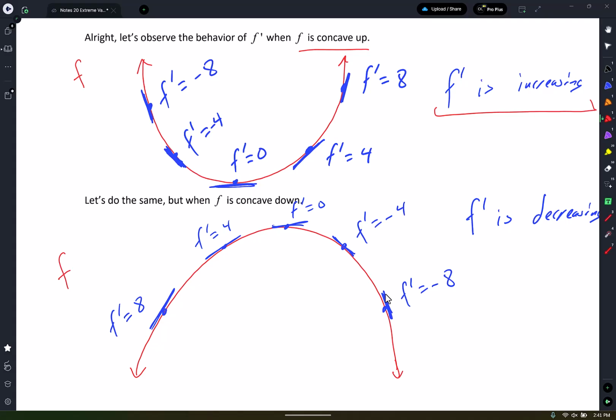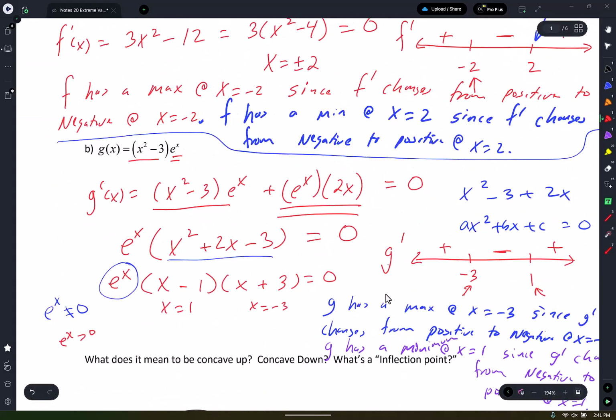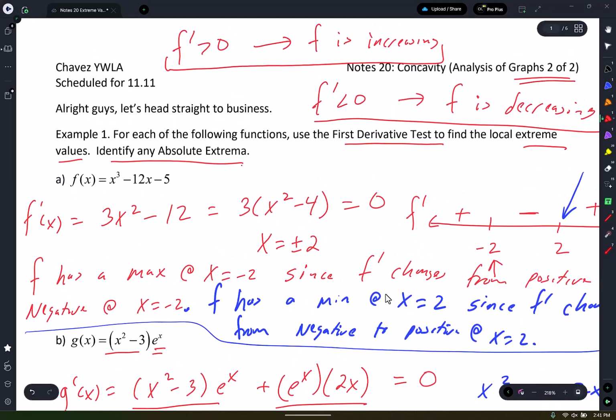No, not decreasing. Increase. What? Guys, think about it. We don't have to go super hard. I guess you can go backwards also. If f is increasing, f prime is positive. If f prime is positive, f is increasing. Or if f is increasing, that means f prime is positive.